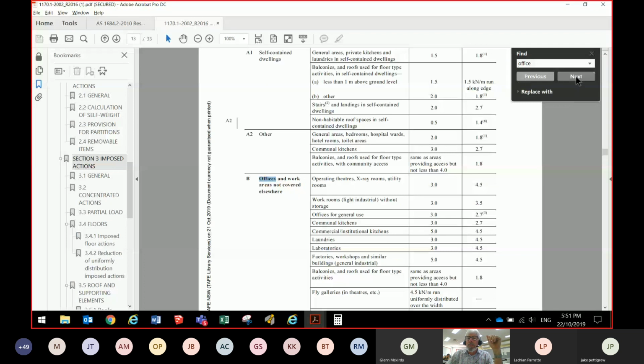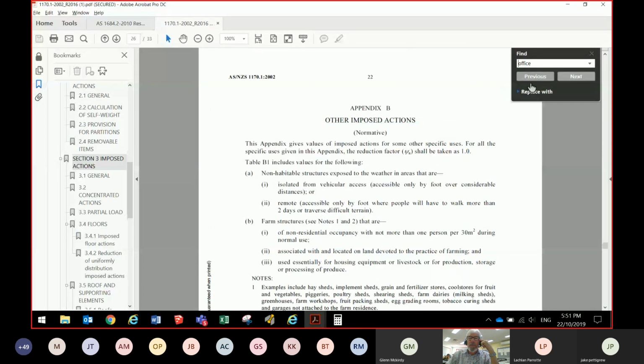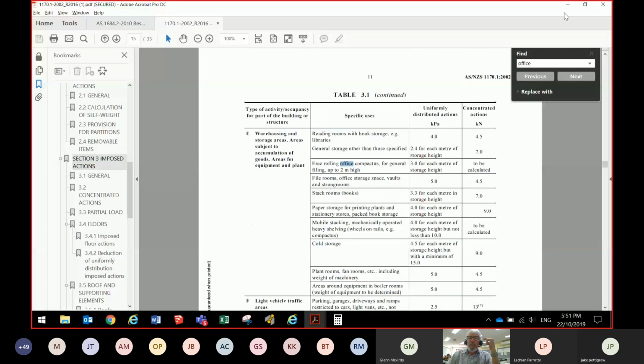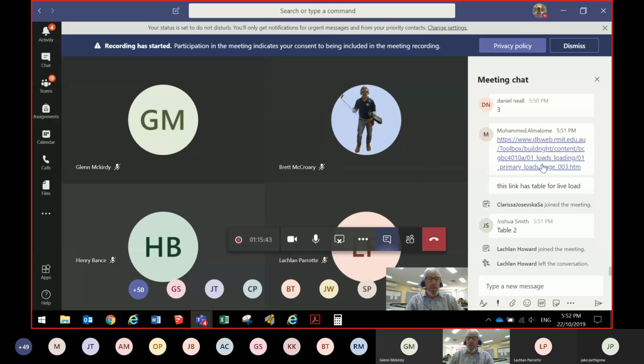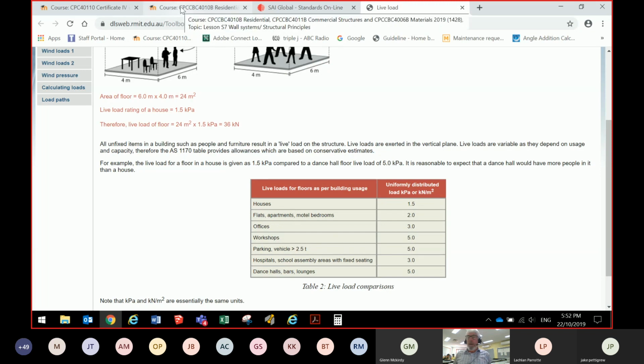Offices and workplaces. There's a real simple table that had all of this on there. Okay, I might have the wrong standard open at the moment. So you've got the link in there for that. You can all work your way through that one. And there's a table that, thanks a lot for that, Mohammed.